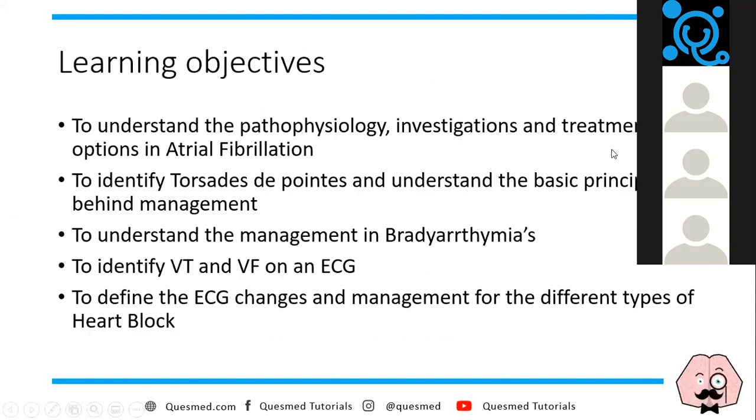There we go, okay. So the things we're going to look at first is a bit about atrial fibrillation: the pathophysiology, investigations, and different management options, so rate versus rhythm control. And then we'll briefly look at torsades de pointes, how to interpret it on an ECG, and also some of the basic principles behind management. Also doing the same thing for bradycardias and bradyarrhythmias. And then we'll have a look at VT-VF and how that fits into the ALS algorithm and the things that you need to know for your exams and also clinical practice.